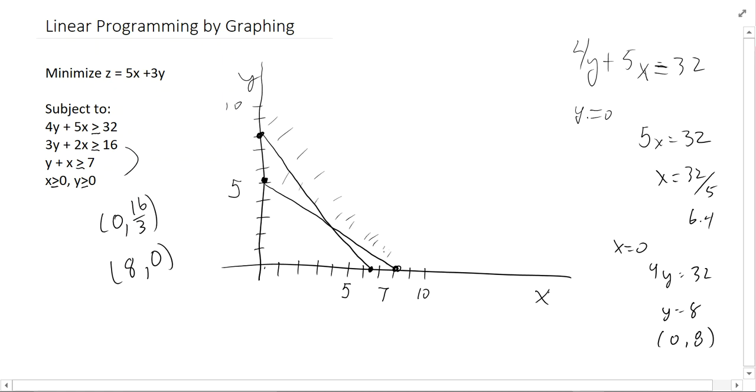Finally, I've got x plus y equals 7. If x is 0, y is going to be 7, so that would be at this point. And if y is 0, x is 7. So it looks like I've got a line that comes through here. I'm going to have to look a little closer at that intersection point. I'm not sure all three lines intersect in the same point. It would be nice if they did, but I don't think that's exactly the case.